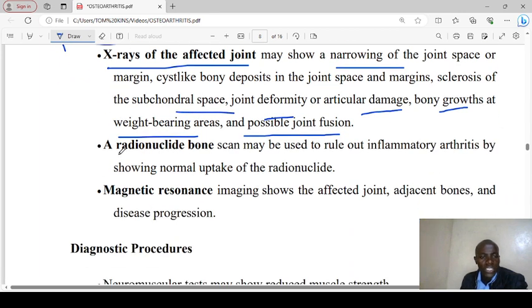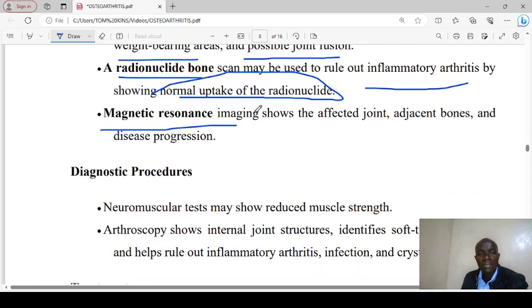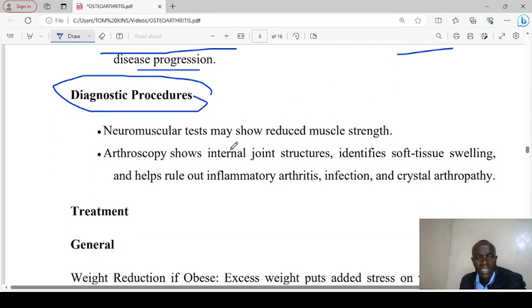We also have the radionuclide bone scan that can be used to rule out inflammatory arthritis by showing normal uptake of radionuclide. Lastly, we have magnetic resonance imaging, which normally shows the affected joint, adjacent bones, and the disease progression. In terms of diagnostic procedures, we have neuromuscular tests that may show reduced muscle strength. We also have arthroscopy.